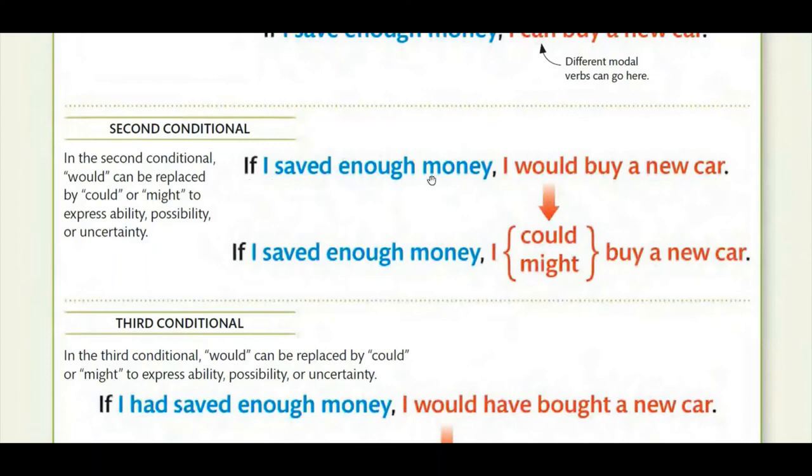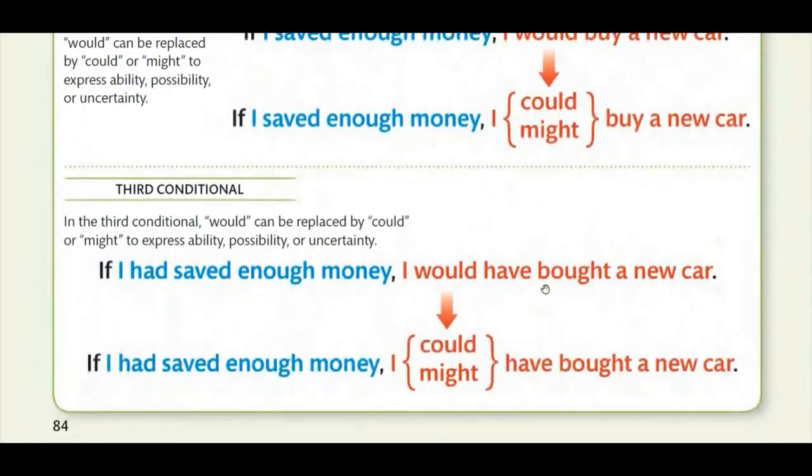If I saved enough money, then I would buy a car. This is the unreal situation. If I saved enough money, I could buy a car. I might, there was a possibility that I could buy a car. So this is the past ability. We use could for the past ability and we use might for the past possibility.